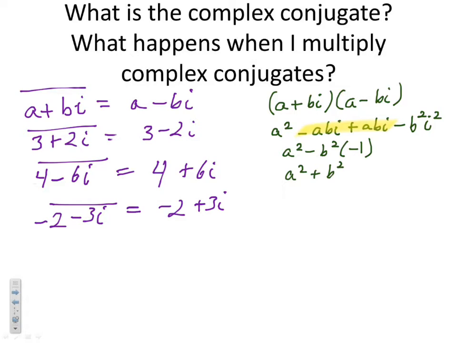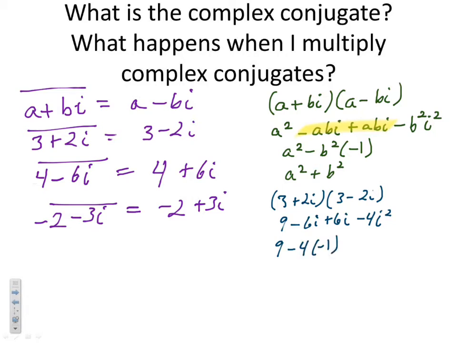Whoa. That is pretty cool, all right? So if I multiply two conjugates together, I'm always going to get a squared plus b squared. So let's look at one. Let's pick 3 plus 2i and 3 minus 2i, and multiply them together. So we have 3 plus 2i times 3 minus 2i. That's going to give us 9 minus 6i plus 6i minus 4i squared. The middle terms cancel again, so that's 9 minus 4 times negative 1, which is 9 plus 4, which is 13. Boom.